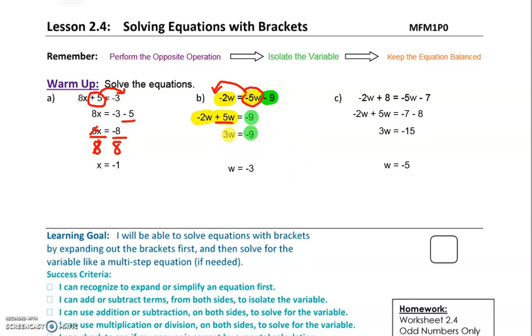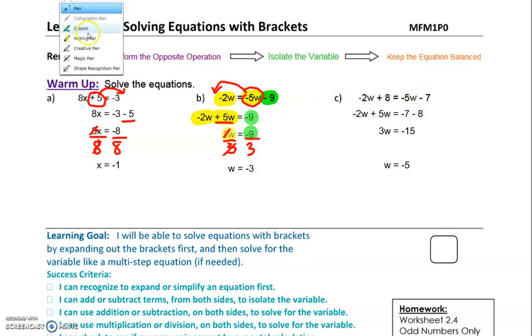And we're going to do that last step again, which is your w is almost isolated by itself. But what you want to do is you want to get rid of that 3. So let's divide that 3 out. Okay, and do the same to the other side. 3 divided by 3 is going to be 1w, and negative 9 divided by 3 is going to be negative 3. Okay, so let's go on to the last one.